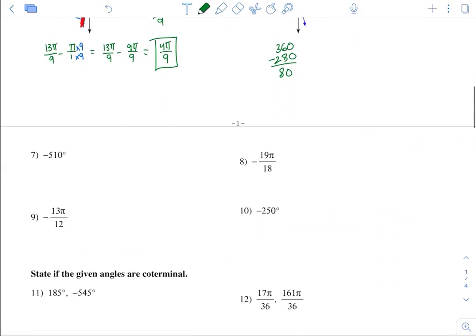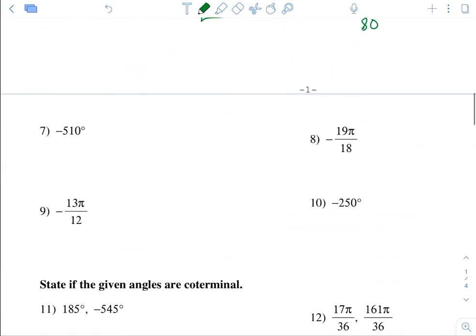Okay, number 7. Alright, negative 510 degrees. Negative 510 degrees is a whole entire 360, and then negative 150, which is like right there. So we have to find that. Now, since it's negative 510, we can add a whole circle, right? Because a whole circle is within that.